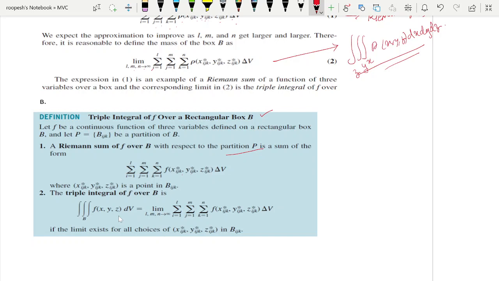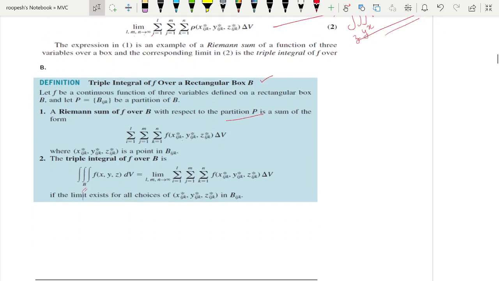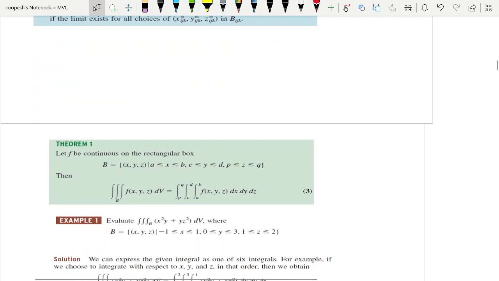Now this will become the triple integral of f over B, f of x y z dV, equal to the limiting value as L, M, N tend to infinity of that sum. So this is the definition of the triple integral. The definition is the same as your double integral. The only difference is that one more summation is coming, and instead of a rectangle, here we are taking a box. So let us see one example also.